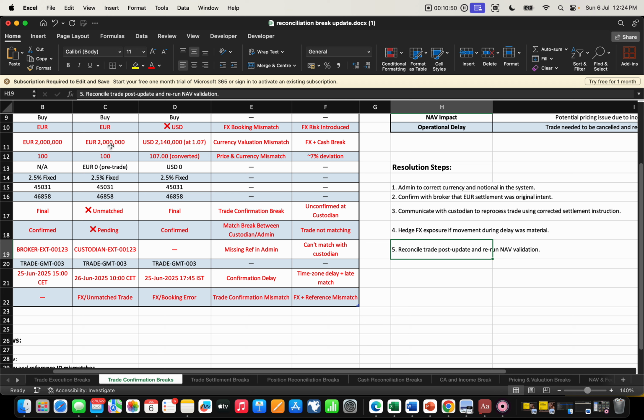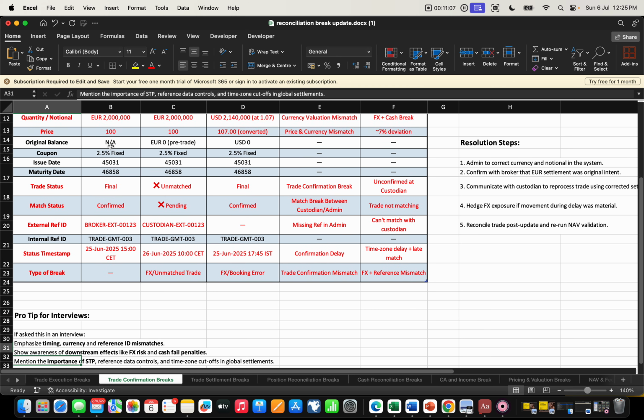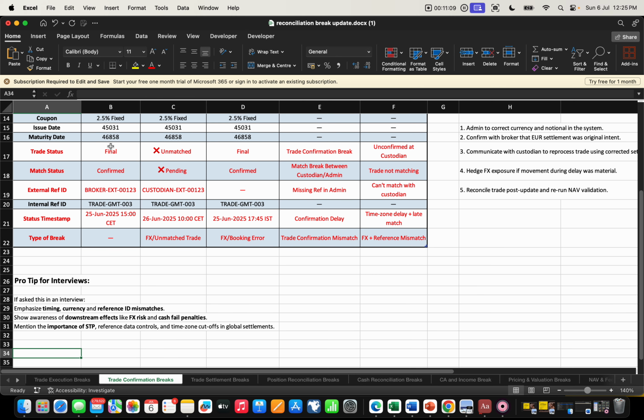Reconcile the trade, post the update and rerun the NAV as well, because if the trade date is yesterday and the break was kept yesterday, you have to rerun your NAV from yesterday. This trade should be included from yesterday, and today's NAV will be corrected, because you maintained the note yesterday. So if you are giving an interview, emphasize that timing, currency and reference ID mismatch are, in short, part of the trade confirmation stage.